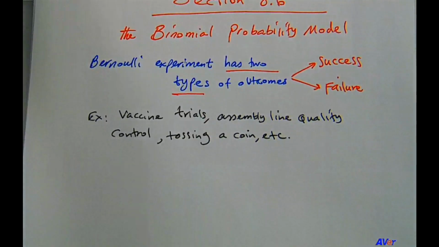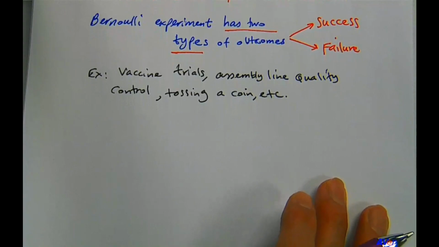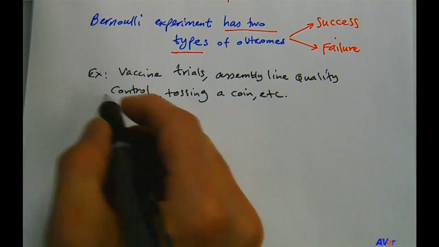So, as I said earlier, the determining factor as to when you can use a particular probability model relies on the assumptions for that probability model. Very, very important. So let's see what those assumptions are for the binomial probability model.